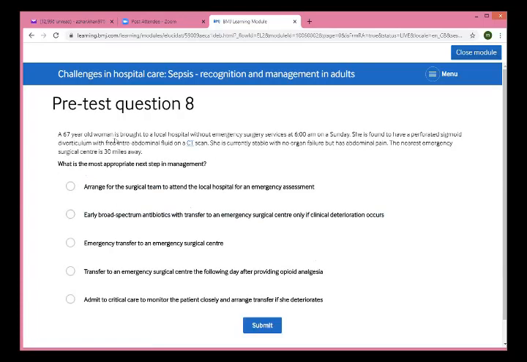A 67-year-old woman is brought to a local hospital without emergency surgery services at 6 a.m. on Sunday. She is found to have perforated sigmoid diverticulum and free intra-abdominal fluid. She is currently stable with no organ failure. The nearest emergency surgery is 30 miles away. What is the most appropriate step? Antibiotics and fluid. So early broad spectrum antibiotics, with transfer to emergency surgery only if clinically deteriorates.